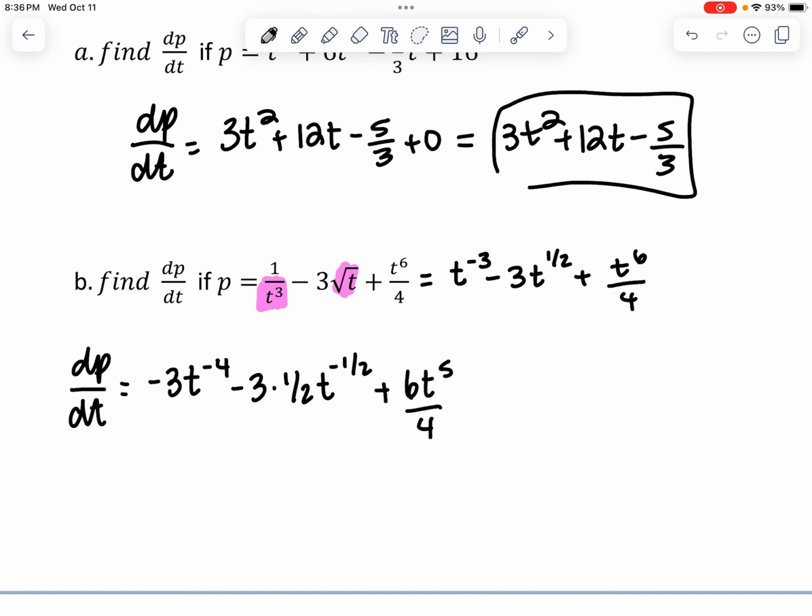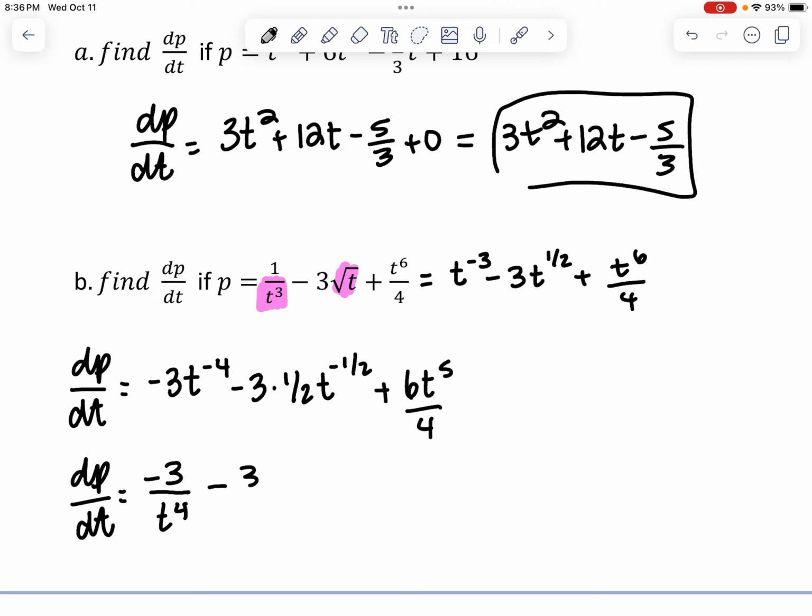And on the AP test, if it's a short FRQ, you don't have to go any further. You could stop there. But it's nice to know how to simplify it, especially for MCQ questions. So if I were to simplify this, I'm going to make it negative 3 over t to the 4th power.